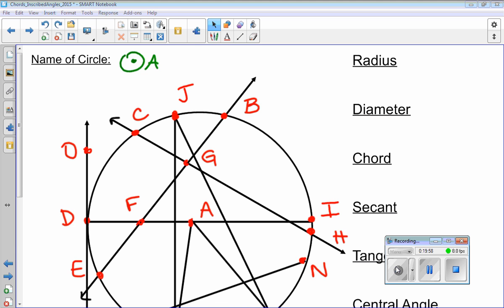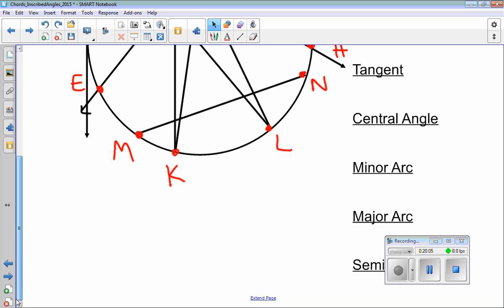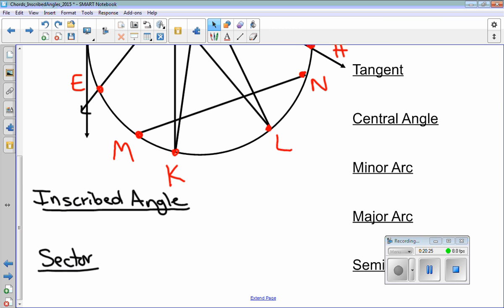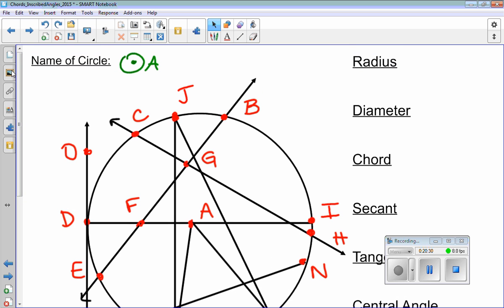I'd like to add a couple of extra definitions for you. I'd like for you to add the words inscribed angle. I'd like for you to also add a sector. So we have all the definitions that we could possibly need, okay? So if you kindly add those two for me as you're filling these out.